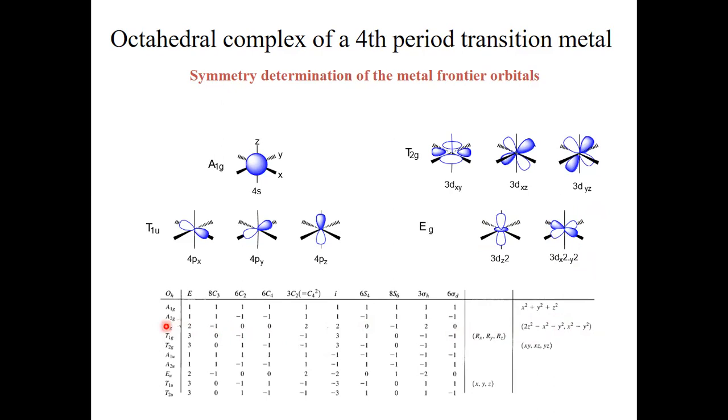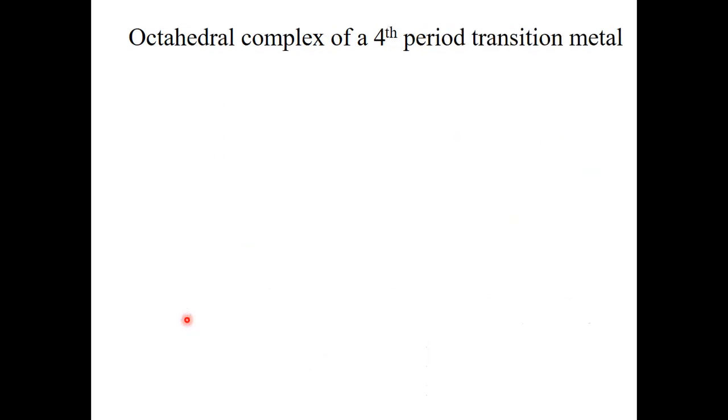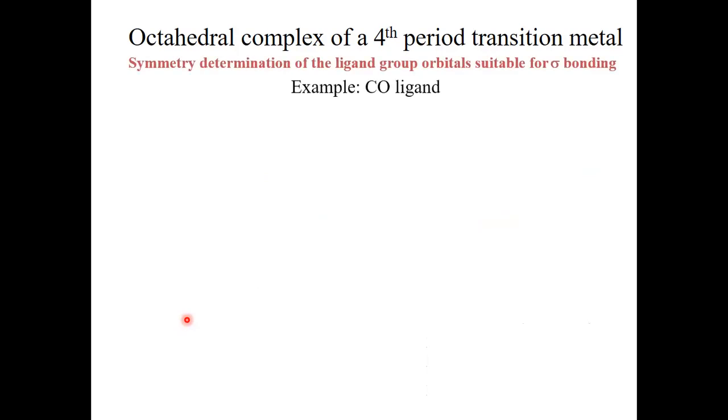So now we have determined all the symmetry types of our metal. So the next step, we need to look at our ligand. Now, of course, it depends what ligand you have. We're making here the assumption that we have a carbonyl ligand, the CO molecule is the ligand.